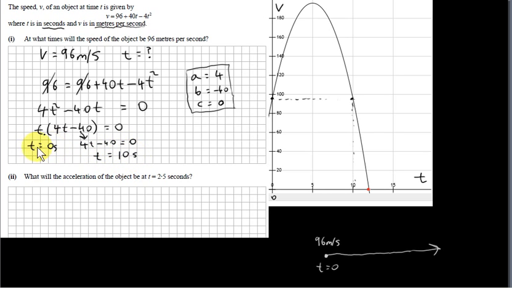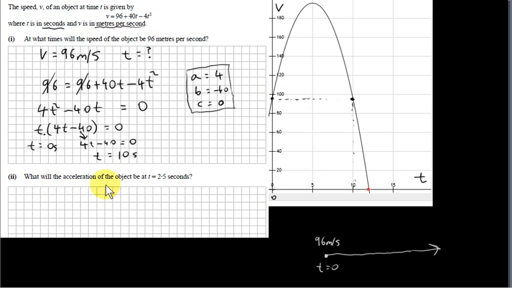So we can see that at 0 seconds, the velocity is 96. It's easy to see actually if you put 0 in for t, these two terms disappear and we get v equals 96. It's easy to see it for t equals 0. But we also find that at t equals 10, as we saw in the diagram actually, the velocity is 96. So at 0 and at 10, the velocity is 96.